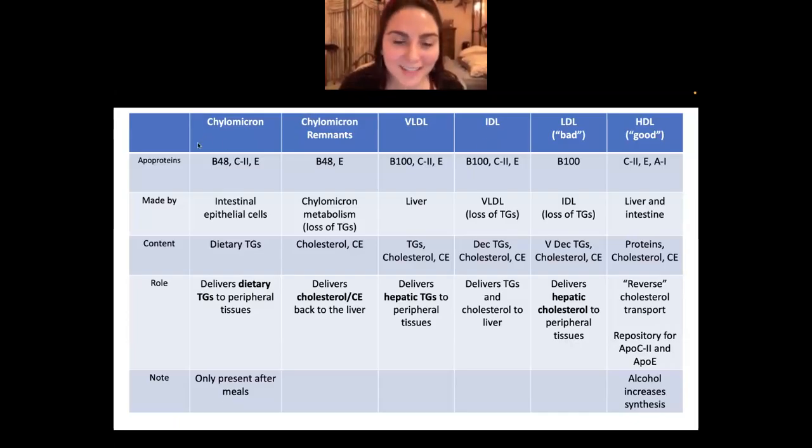Here's my little chart that I made. So again, like I said, sometimes they don't say, oh, we have a chylomicron. They'll just say we have this thing present with B48, C2, and E present on its surface. I have what it was made by, what its primary content is, and then what its role is within this process. Something interesting is that chylomicrons are only present after meals, and they make your blood look kind of fatty, because again, it's dietary, right? It's dietary.